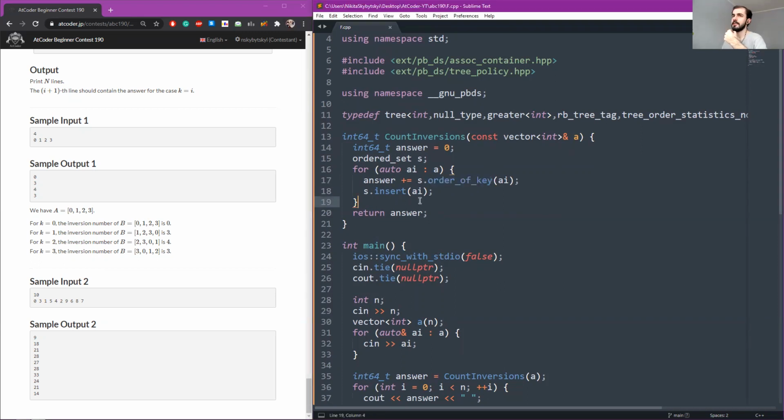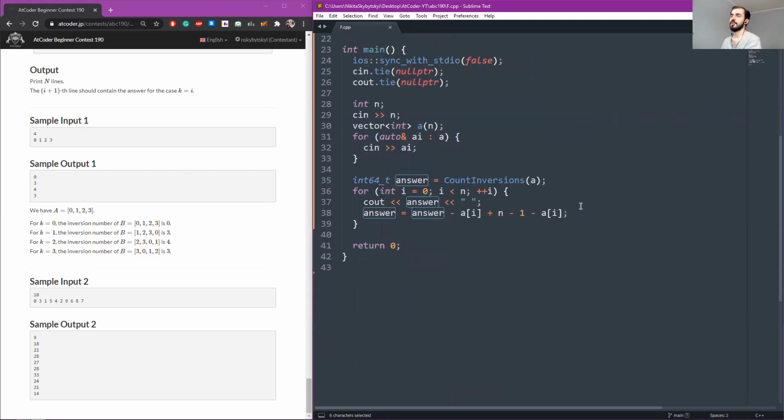Suppose you have the power to get the order of a given key. That's like what place it would end up at if you insert it, right? So you can do this. You iterate from left to right. You ask what is the number of elements greater than me in this set, because that's all the inversions that happened in the past, right? So you count inversions for that element, then you insert, and you return the sum.